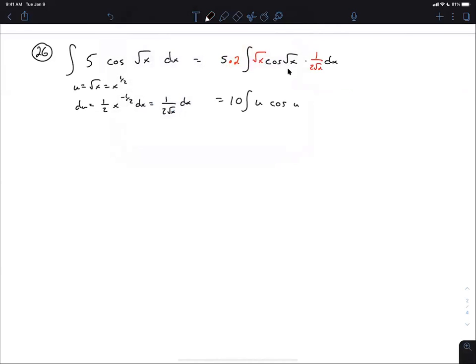And it's not obvious from the beginning that it's going to work out that way, but this is now integration by parts. It happened to work out because the u ended up here. So we're going to do integration by parts. But instead of u and dv, we're going to do v and dw.